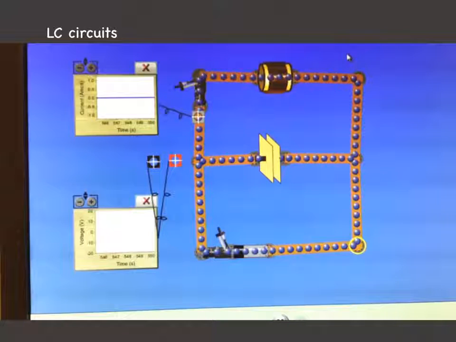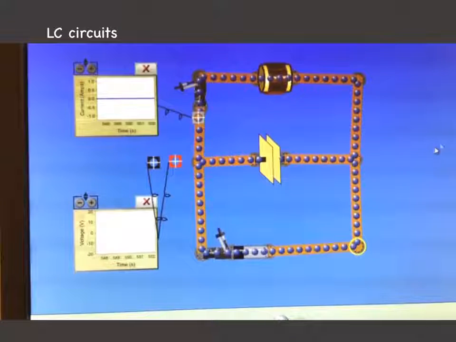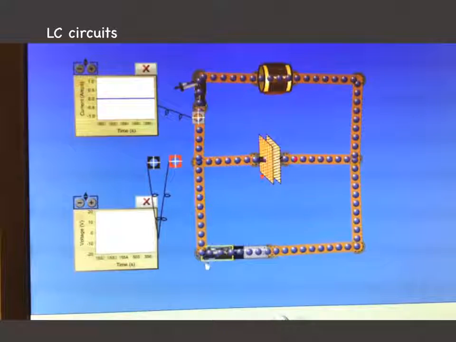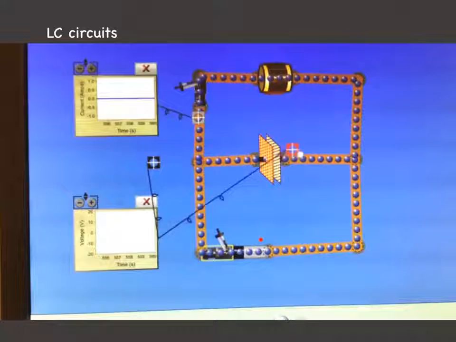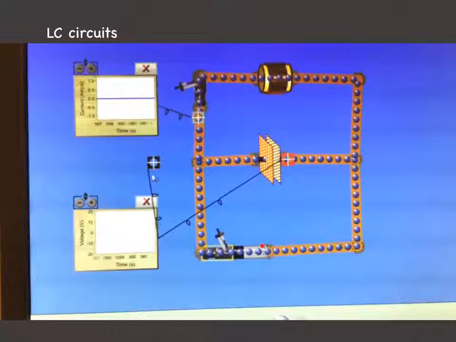All right, let's take a look at the LC circuit. So I have one loop here connected with this switch. That switch is open. And I'm going to close this switch, which is going to instantly charge up the capacitor. Once that's charged, there is a potential across it, and we're going to measure that with the voltmeter. It's going to be whatever the battery was, which should be 9 volts.